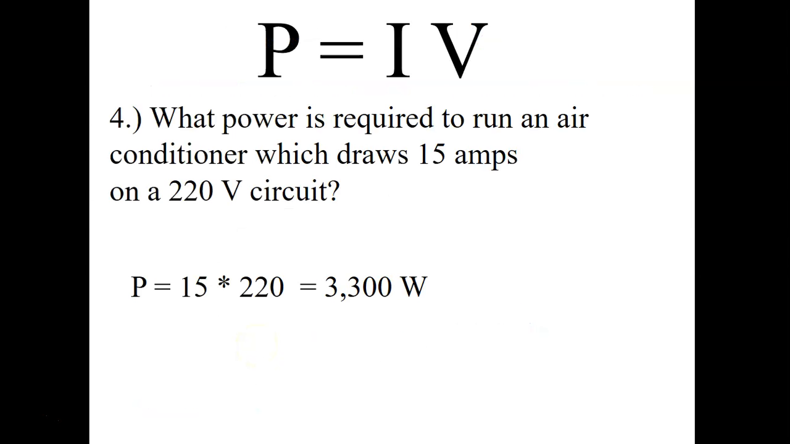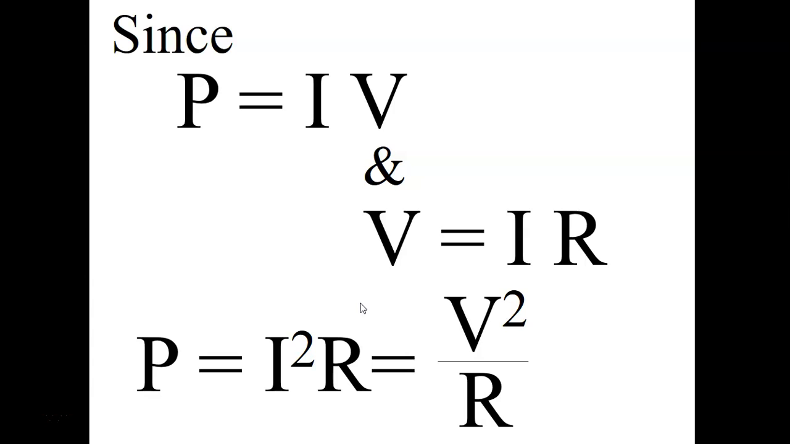Nifty, nifty. Okay. What power is required to run an air conditioner which draws 15 amps on a 220 volt circuit? These are pretty much plug and chug. I'm just going to go through an example or so. So P is what we're looking for, power. I, which is our electrical current, is measured in amps. Remember, current is measured in amps or amperes. And V is our voltage, 220. Multiply that together and you get 3,300 watts. So pretty much just plug and chug, nothing too complicated.